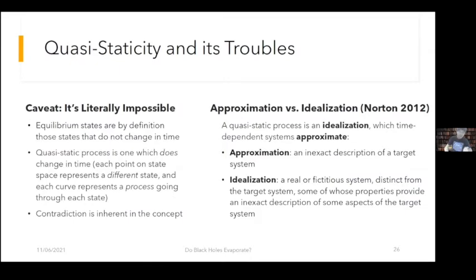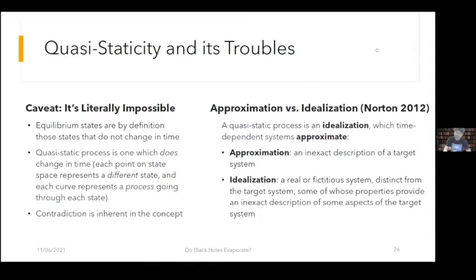The caveat for quasi-staticity, as Norton pointed out in his 2016 paper and in 2017 as well, is that it's literally an impossible process. The title of the paper was something like "The Impossible Process", about quasi-static reversible processes, right? The equilibrium states are by definition states that do not change with time. But a quasi-static process is one which does generically change over time. So we have a state that at each stage doesn't change, but over time it changes. So there's a contradiction there. It's almost like a Zeno's arrow kind of argument going on there as well, right?